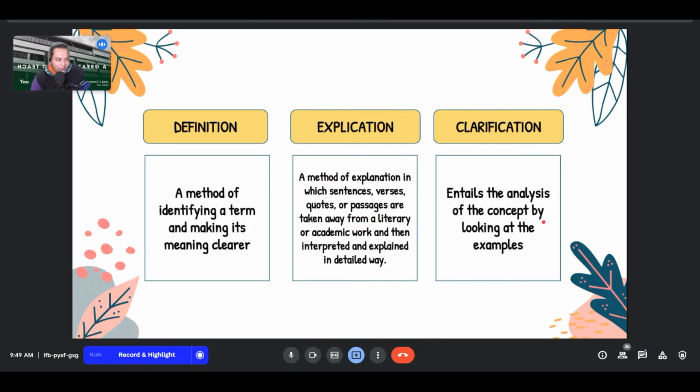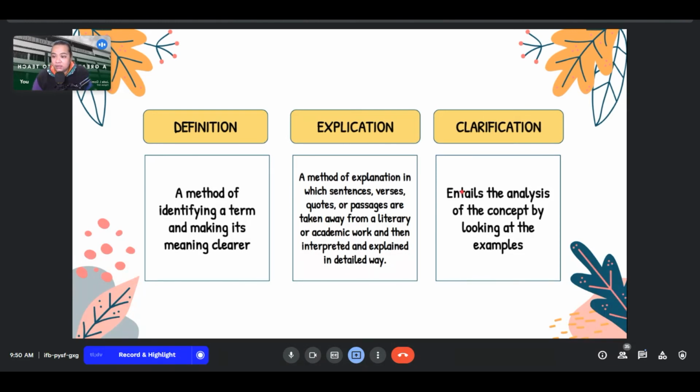And last, we have clarification. Clarification entails the analysis of a concept by looking at examples. So sometimes the concept of invertebrates is somewhat complicated. Kunwari, yung concept natin is invertebrates. So, to help clarify, we'll give examples. An invertebrate is defined as an organism that has no backbone. For example, we have worms, ants, ganyan. So, pag nakita ni reader yung examples na yun, meron na silang idea, na-clarify na sa kanila, ano yung invertebrate. Okay? So, those are the 3 ways of elucidating on a topic.